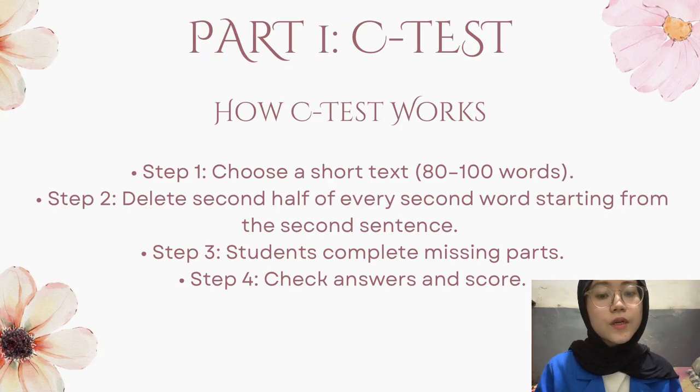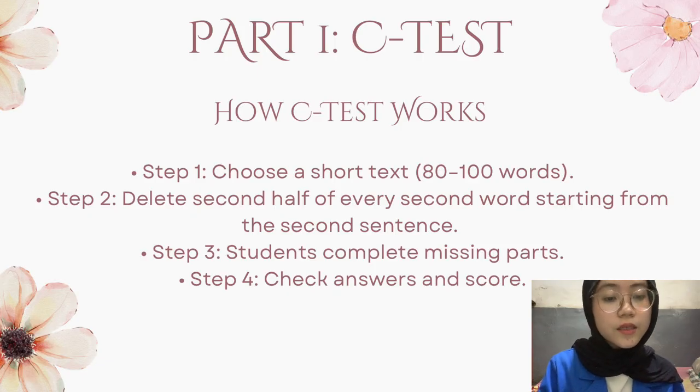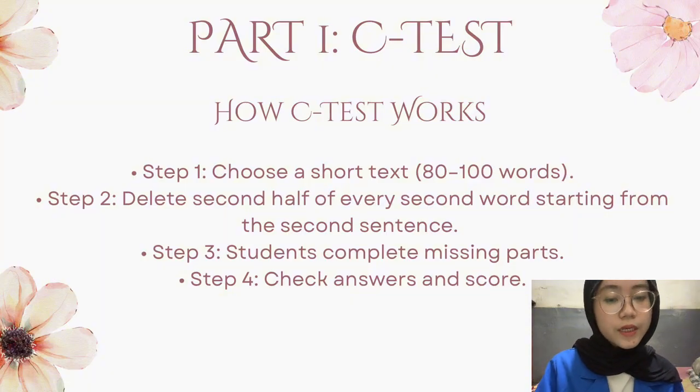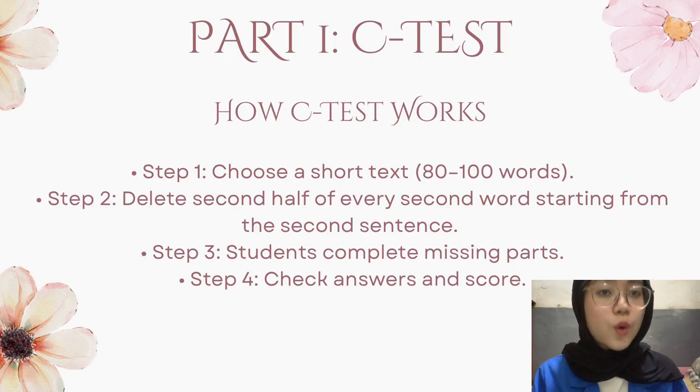Here is how a C-test works. First, the teacher chooses a short text of about 80 to 100 words. Second, we delete the second half of every second word starting from the second sentence. Third, students try to complete the missing letters. And finally, the teacher checks the answers and gives the score.